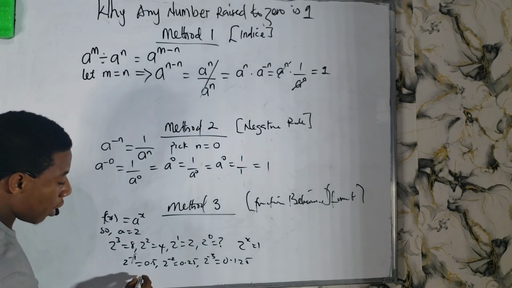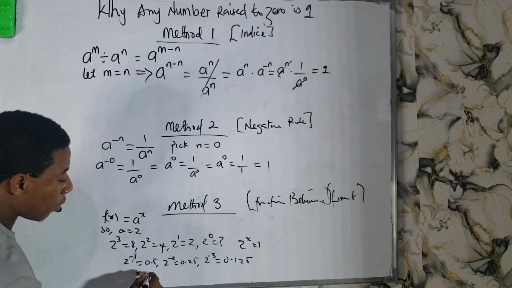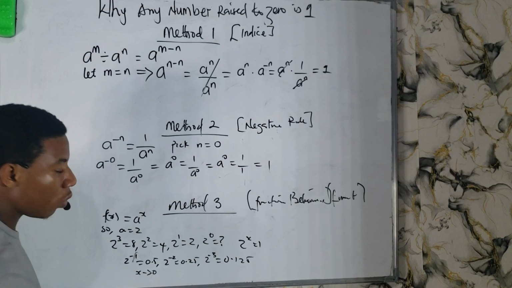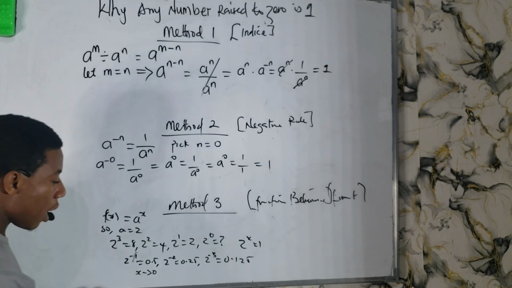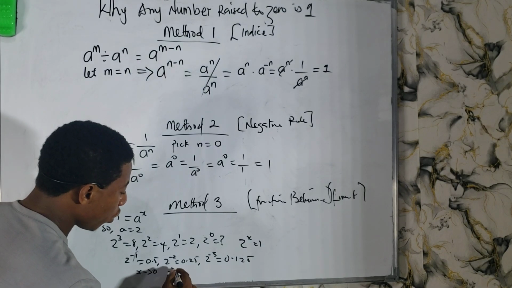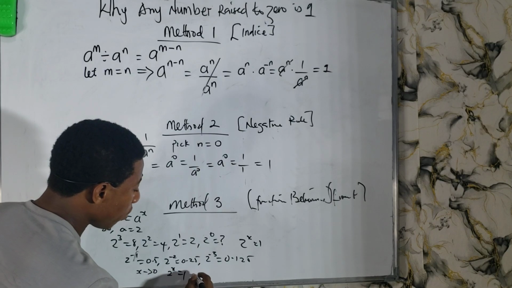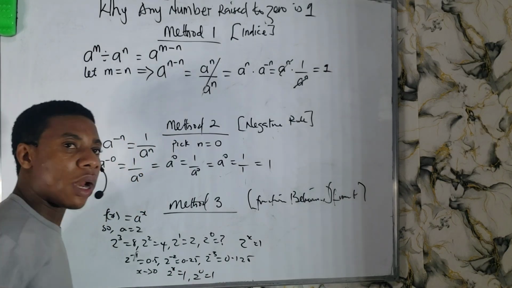Such that as x approaches 0, or x tends to 0, we can now say that 2 raised to power x equals 1. That simply means 2 raised to power 0 is 1. And this is proven.